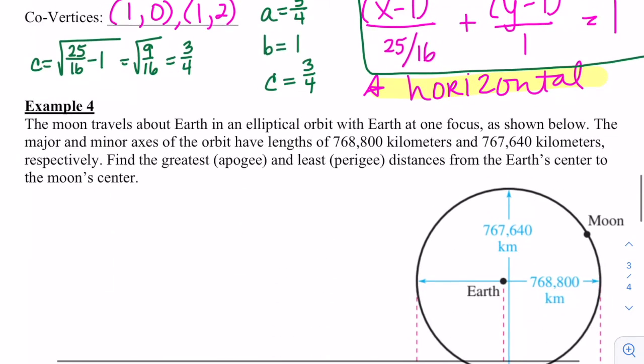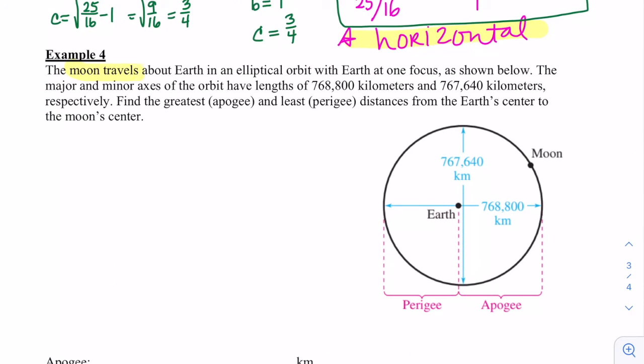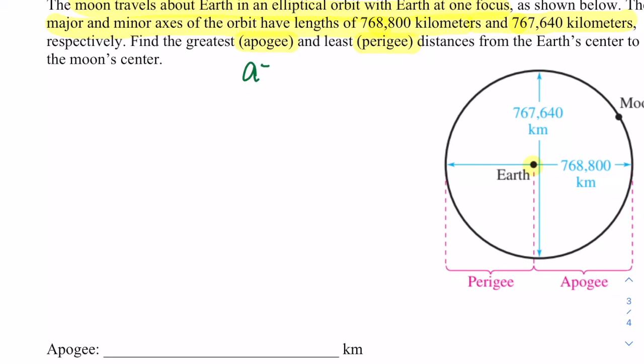For our last example, we're going to look at the moon. The moon travels around Earth in an elliptical orbit at one focus, which is shown below. The major and minor axes of the orbit have lengths 768,800 kilometers and 767,640 kilometers. We want to find the greatest and least distances from the Earth's center to the moon center, which is the apogee and the perigee. So the apogee is going to be the length a plus c, and the perigee will be a minus c.